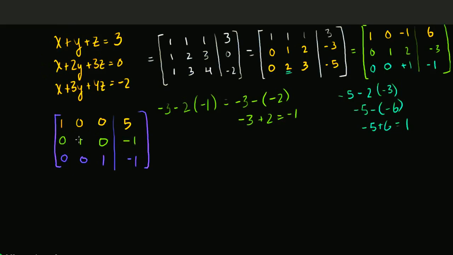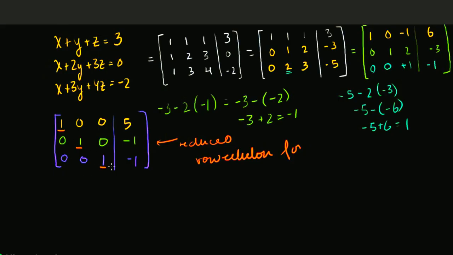And now I have my augmented matrix in reduced row echelon form. My pivot entries are the only entries in their columns. Each pivot entry in each successive row is to the right of the pivot entry before it. And actually, I have no free variables. Every column has a pivot entry.